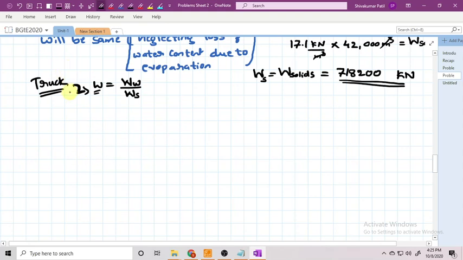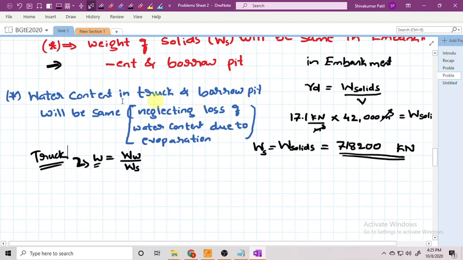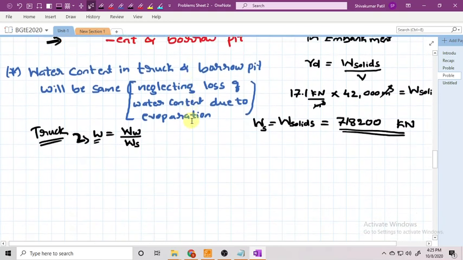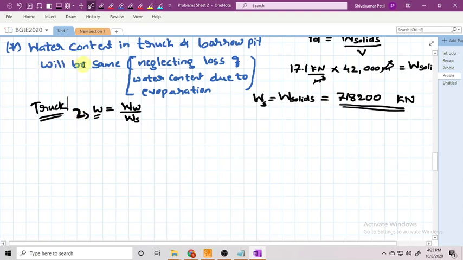Okay, so up to here it is clear, I hope. What I have written in blue letters: water content in a truck and borrow pit will be the same. Why is it the same? Because I am not going to add any water. Only a little bit of water will be lost due to evaporation. If you neglect that, then water content in the borrow pit and your truck will be the same. So the water content in the truck is the same as in the borrow pit, that is 9.5%.